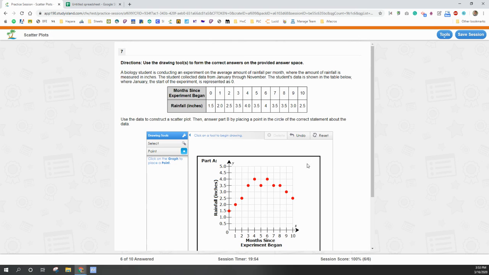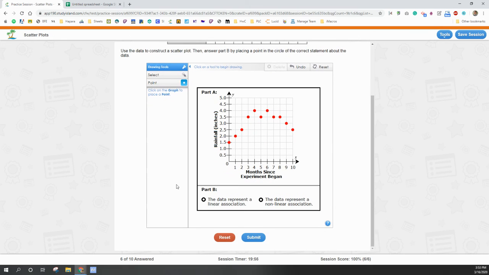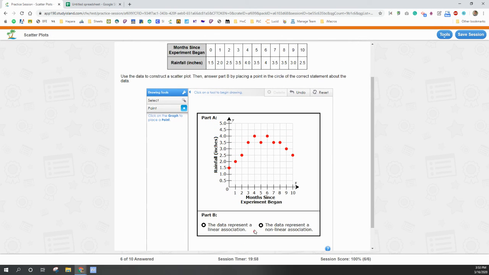Okay, so now we're going to place a point in the correct statement down here. E. The data represent a linear association, or the data represent a non-linear association. And the answer is non-linear. There seems to be grouping here. There seems to be a bit of a pattern. You can't draw a straight line through it to represent it. Therefore, it's a non-linear association.